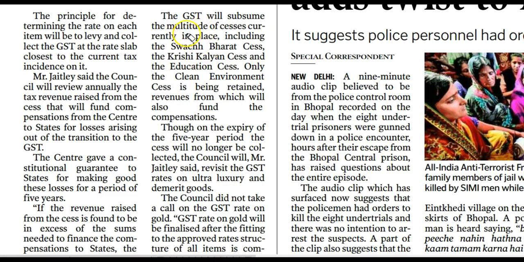Goods and services tax will subsume a multitude of cesses which are currently in practice. These cesses include Swachh Bharat cess, Krishi Kalyan cess, and Education cess. This is an important area for the prelims examination. So what are all the cesses which will be subsumed under GST? Swachh Bharat cess, Krishi Kalyan cess, and Education cess.